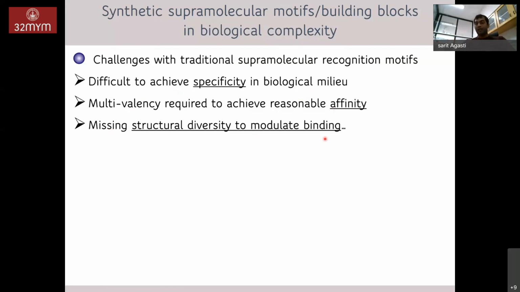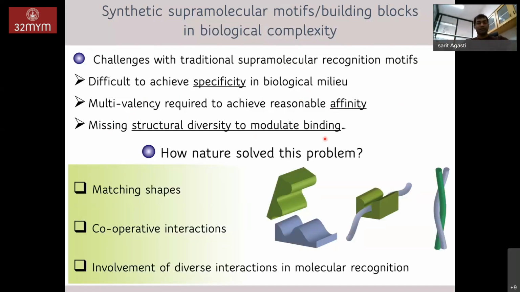And again, if we go back to the natural system, this is how they solve this problem. They utilize three different important aspects to overcome the challenges which synthetic systems cannot. For example, they have matching shapes, right? So shape-based pairing works in biological systems. They have cooperative interactions, and they also involve diverse interactions in molecular recognition, right? So these are the three important aspects nature uses to make non-covalent complexes which are specific, which are stable, and which can be modulated by external cues.